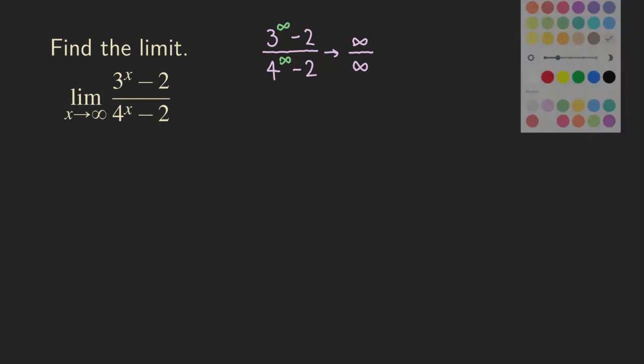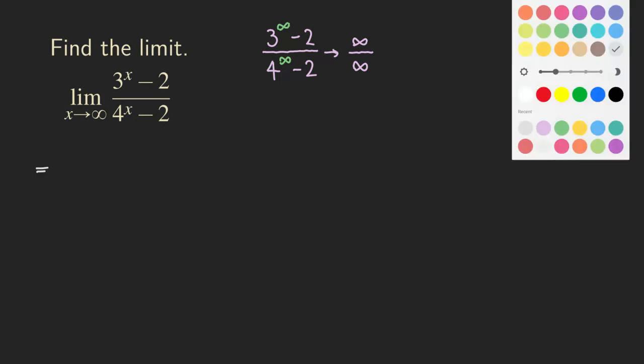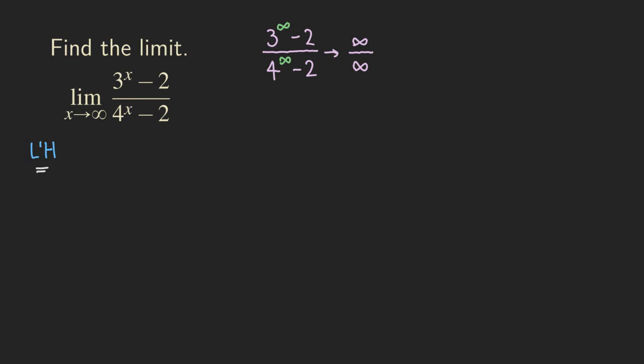Okay, so now we can apply L'Hopital's rule here. That means we are going to take the derivative of the numerator and the denominator separately. So what is the derivative of the numerator? We have 3 to the x here. The derivative of 3 to the x is actually 3 to the x, and then times ln of 3. And then what about the minus 2? When we differentiate a constant, we are going to get 0. So there is nothing that we need to write here. So the derivative of the numerator would be just 3 to the x times ln of 3.